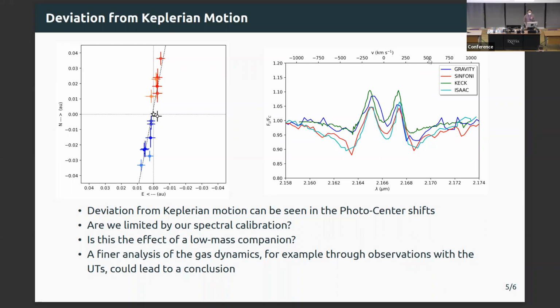So to reinforce our findings, I calculated again the photocenter shift from the GRAVITY differential phases, but in combination with the SYMPHONY spectrum. We saw that the first-order Keplerian motion still remains, but also the deviation from Keplerian motion in the red part of the disk still remains. So a further analysis is required to better understand what is going on in this innermost region, for example, with observations with the UTs.